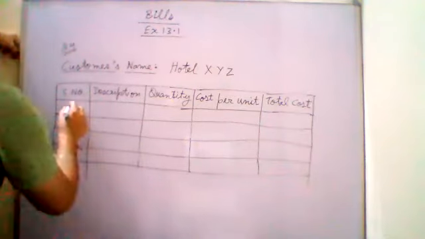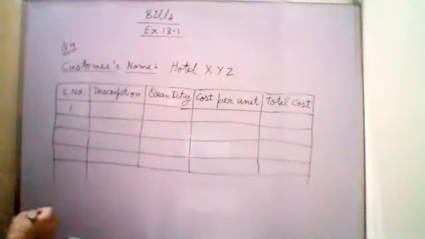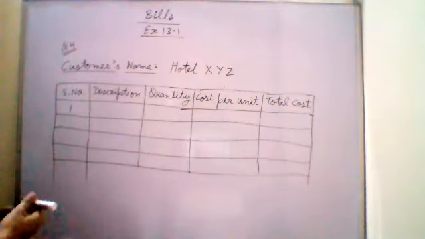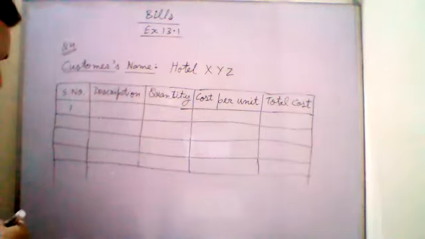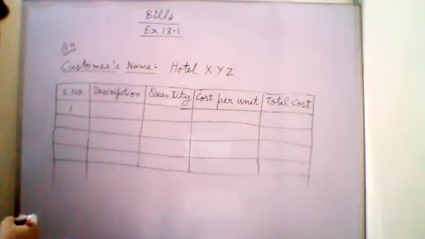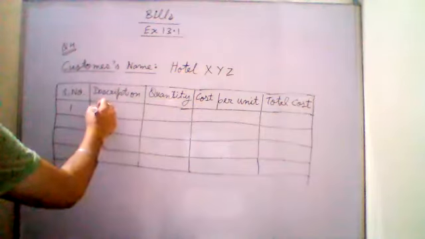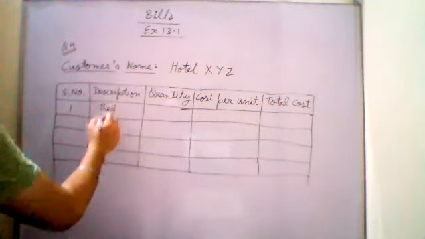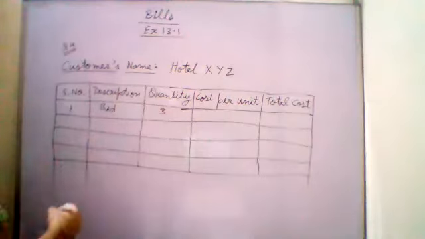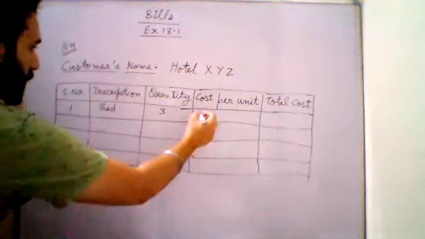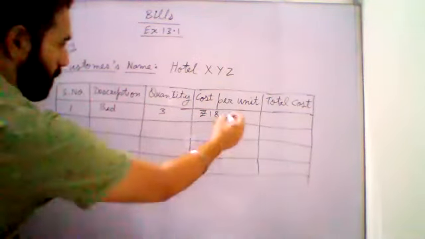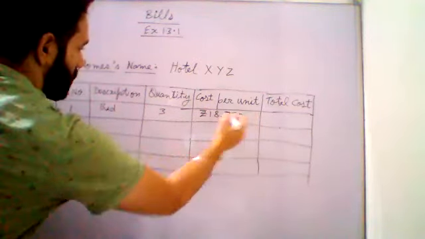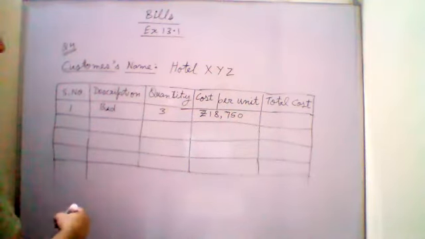So the first item: the manager bought 3 beds at rupees 18,750 each. The first item is a bed. How many beds? 3 beds. What is the cost of one bed? It is rupees 18,750.